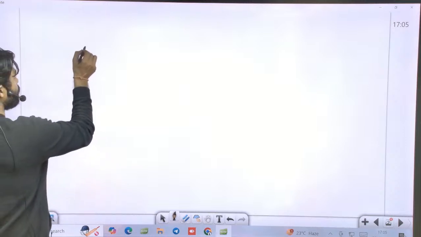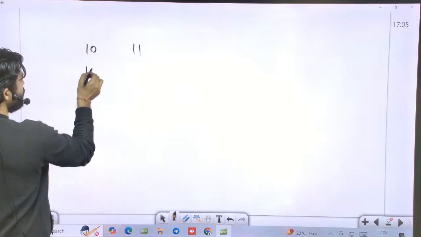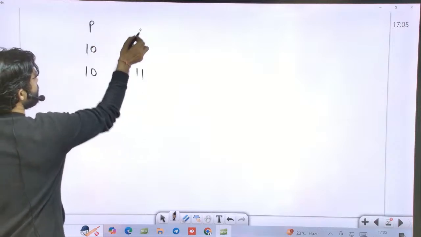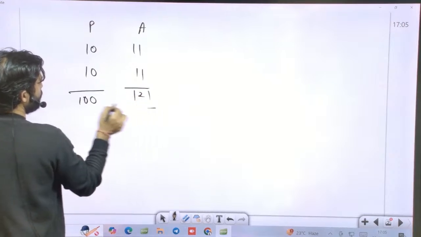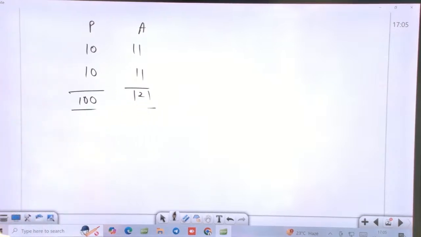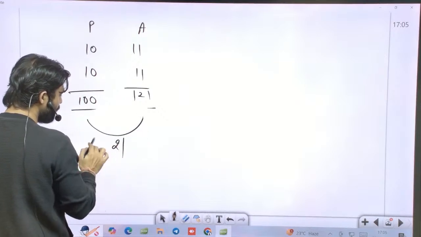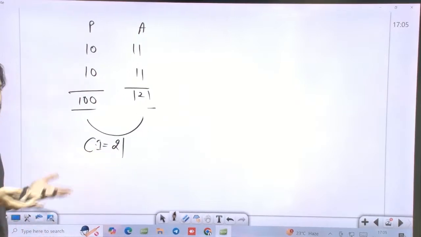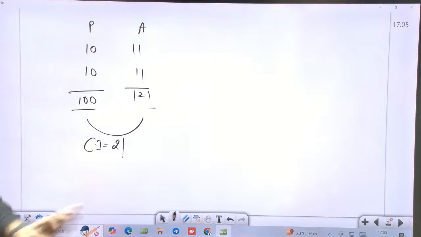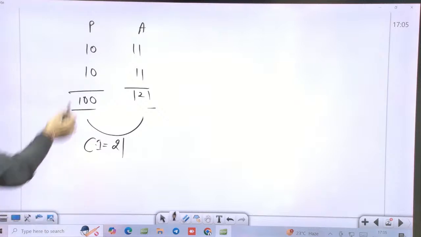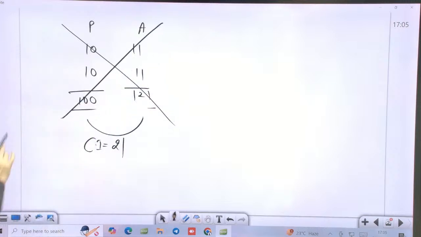Why? Let's understand it. First of all, you guys are doing the same thing, that 10%. So from 10 to 11, this is your principal, this is your amount. So the principal is 100 and the amount is 121. Okay, and the difference between these two is 21. So this 21 is your CI. But where is SI? There is no SI in this. So this method will not be applicable, first of all.